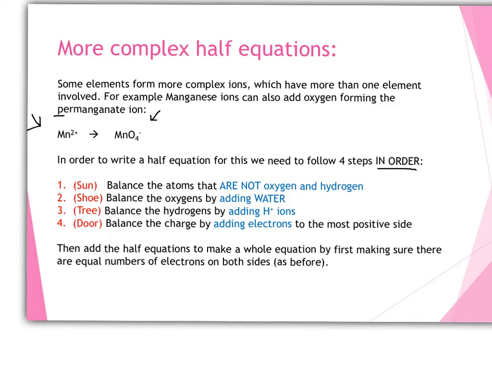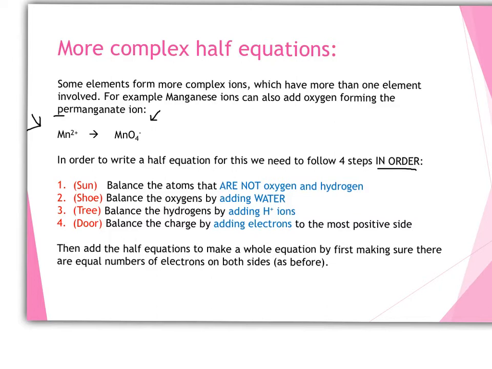So firstly, the number key is 1 sun, 2 shoe, 3 tree, 4 door. Okay, so you'll notice that those words rhyme with the number. So 1 sun, 2 shoe, 3 tree, 4 door. Okay, so those words are going to make you know which step you're on.